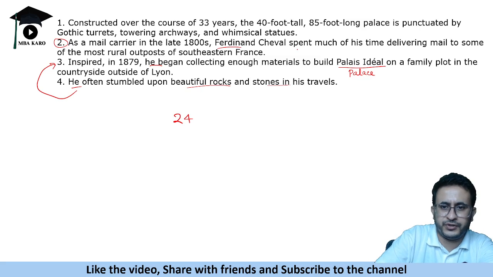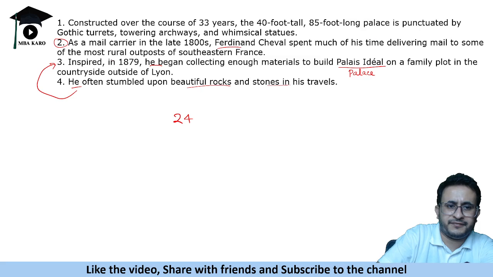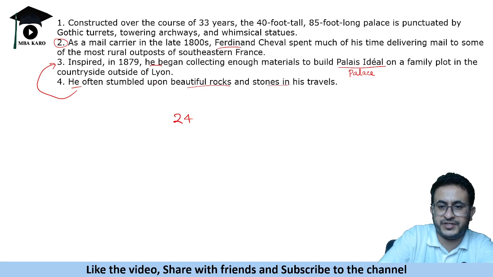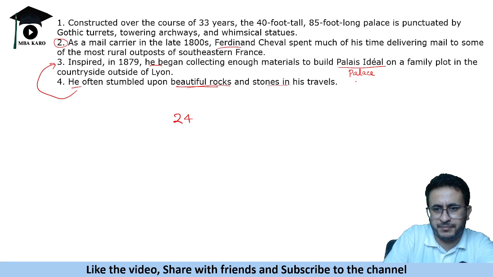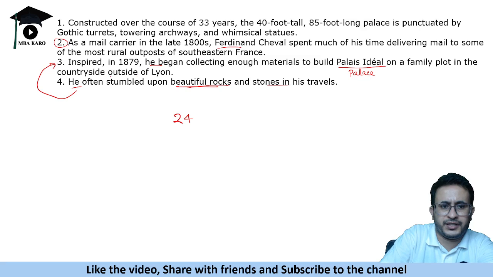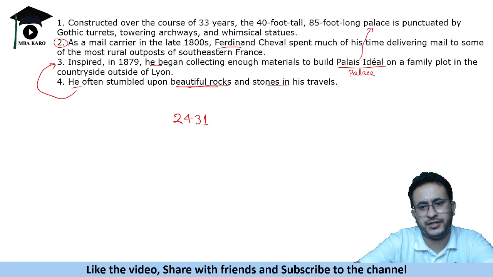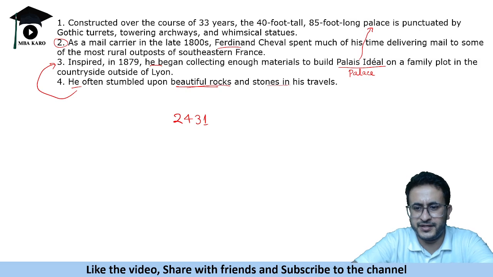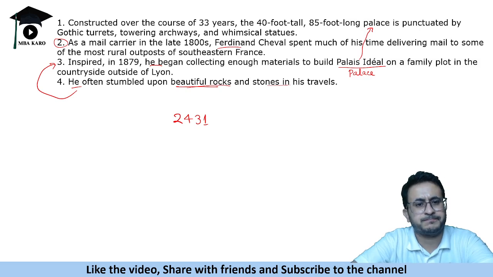Okay, so he used to deliver mail, and when he used to visit different places, he used to encounter beautiful rocks and stones, and then he got inspiration from this and he started collecting materials to build like palace ideal. So he wanted to build a big building on a family plot in the countryside outside of Lyon. So Lyon is a place in France, and then constructed over the course of 33 years, it refers to this palace mentioned over here. So that is the order. It was an easy one and I'm sure you must have got it right.